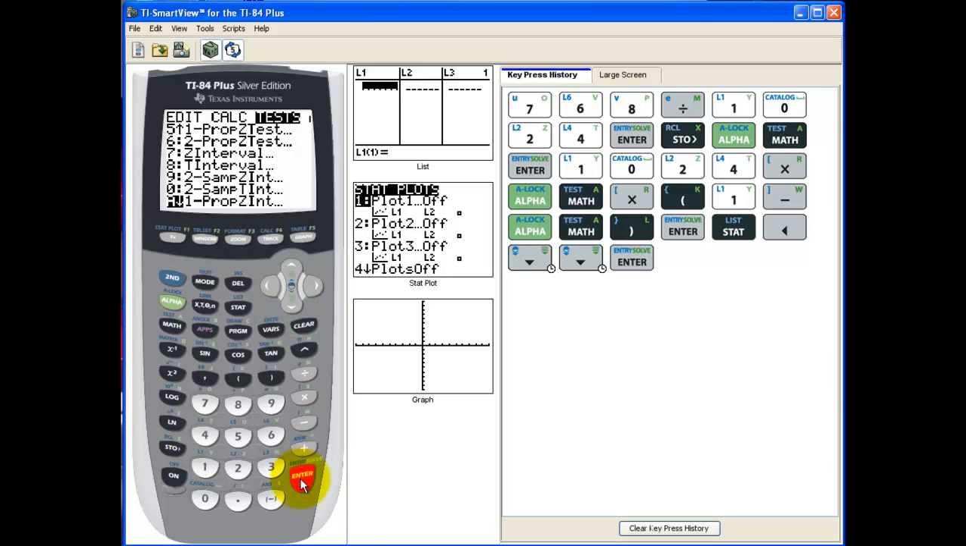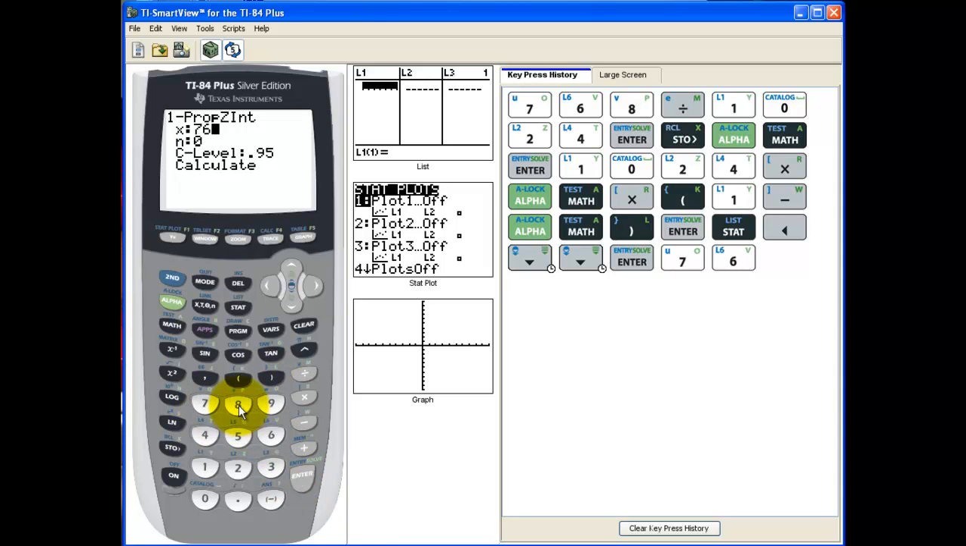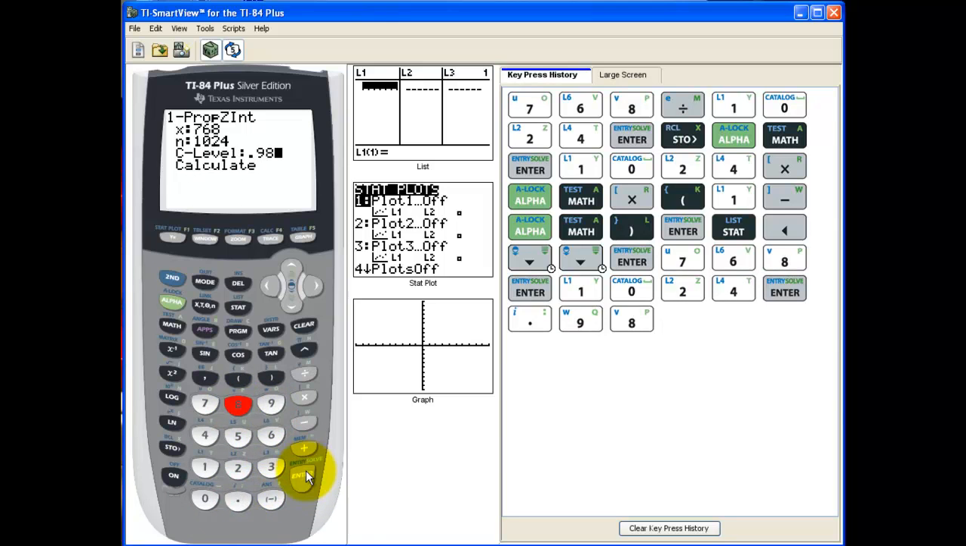So to select it, you can just press enter, and you can see exactly what it's asking for here. It needs to know what's x. Well, we were told in the problem that x is 768. And we need to know what's n. Well, we were told also in the problem that n is 1,024. And as far as the confidence level, we were requested to find a 98%. So we'll put 98% there, and we're ready to calculate. And the interval's right there.